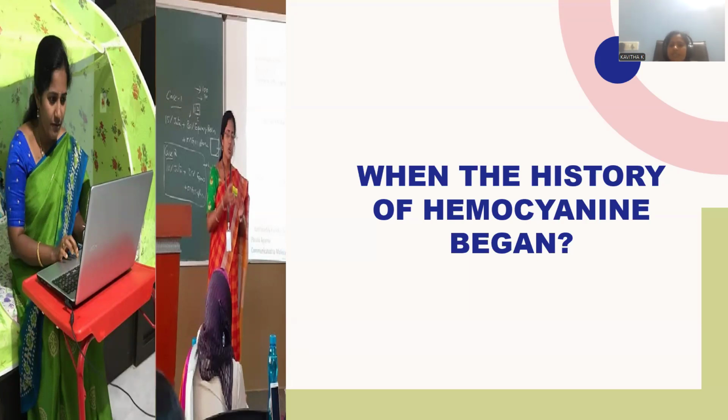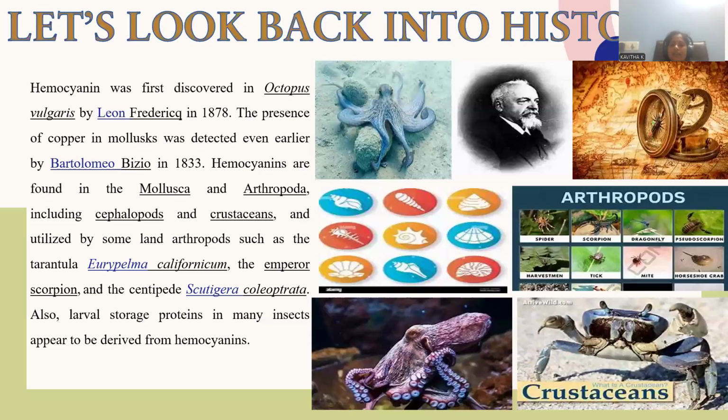Let me introduce the history of hemocyanin. When the concept of hemocyanin began, let me enter into the history. Hemocyanin was first discovered in octopus. Octopus is a species in which distinctive coloration of the blood was observed, and this is Octopus vulgaris, and Leon Frederick is the scientist who introduced the concept of hemocyanin in the year 1878. This is the way the history of hemocyanin began in 1878 by the eminent scientist Leon Frederick.